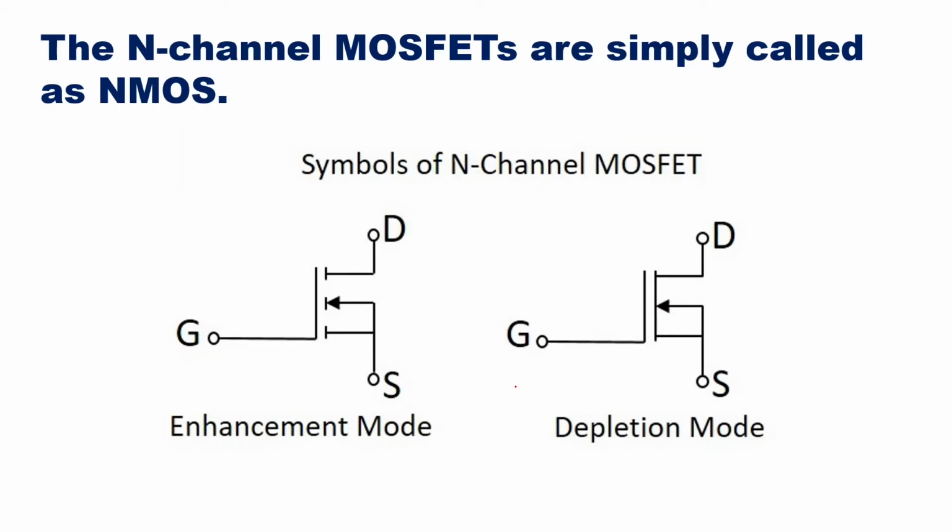Now, how does the exact symbol look? In N channel, it will have a broken part for enhancement type here and here. For N channel, the arrow, which shows the flow from source to drain, will be shown going inside. Similarly, for depletion type N channel the arrow will also be shown inside, and there will be no gap here, because the channel already exists in depletion type.